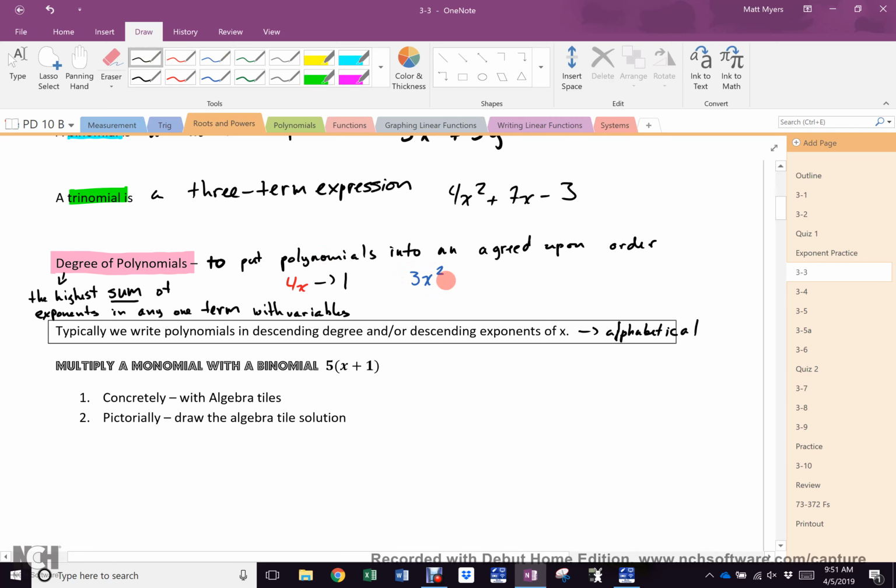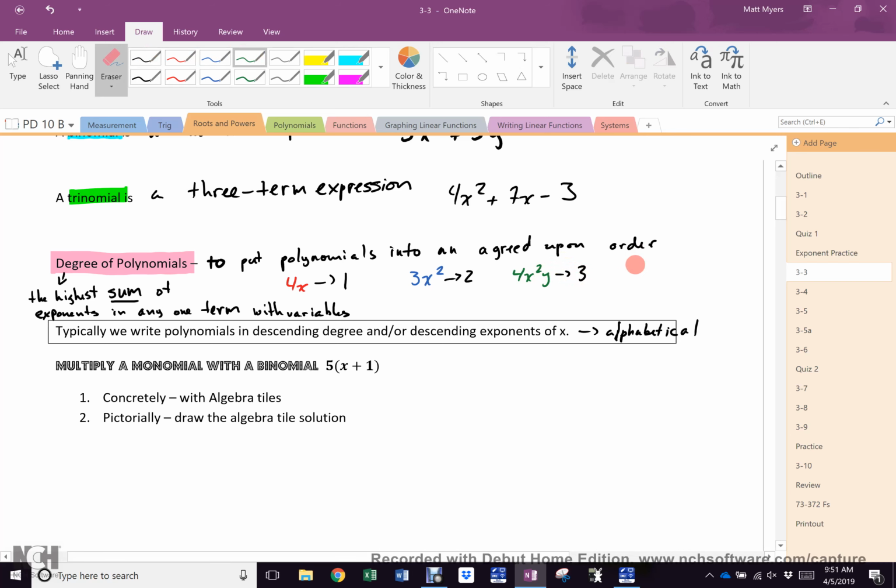What would this one be? That would be a second degree polynomial. Everybody cool? Okay. What would this one be? A third degree polynomial, because the y has a 1. Is everybody cool? Okay. And lastly, what would this one be?